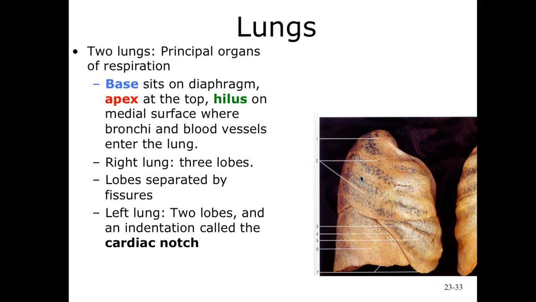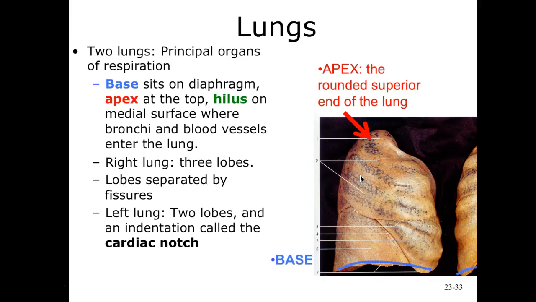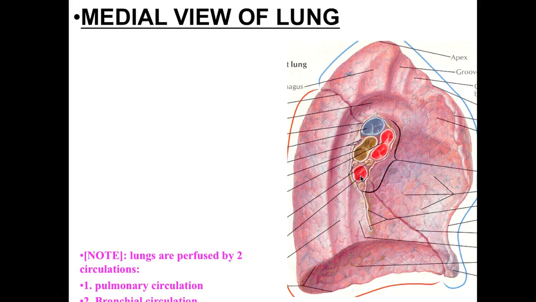So now let's talk about our lungs and the structure of our lungs. They are the principal organs of respiration. At the very top, we have the pointed area serving as the apex, and the base would be the inferior portion that is more broad. We're going to talk about these other structures in the coming slides, so hang on to those.